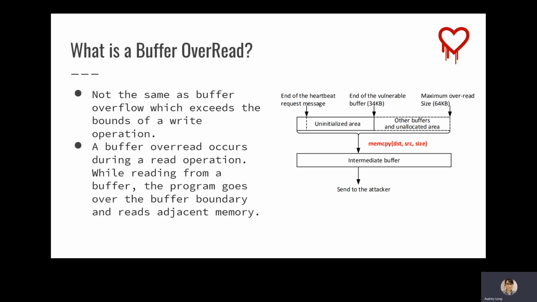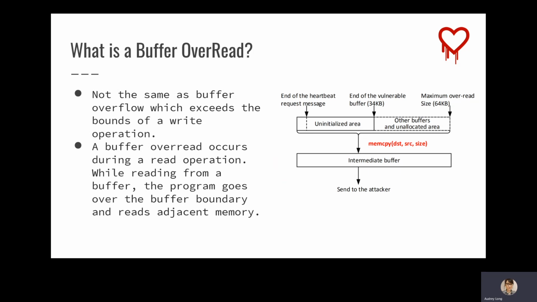As a result, the program attempting to write the data to the buffer overwrites adjacent memory locations. So what is a buffer overread? A buffer overread is like a buffer overflow, except it occurs during a read operation, whereas a buffer overflow occurs during a write operation. While reading from a buffer, the program goes over the buffer boundary and then starts reading adjacent memory.